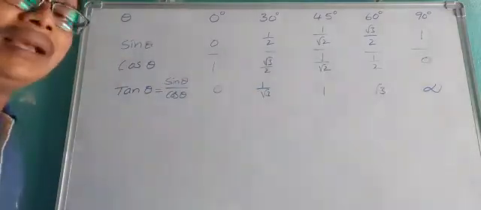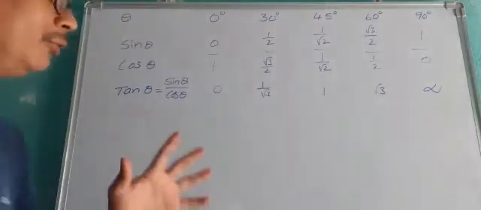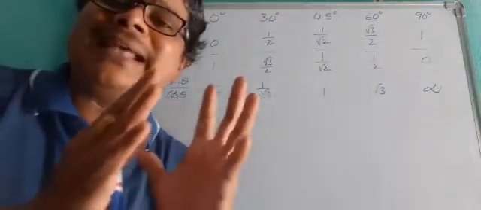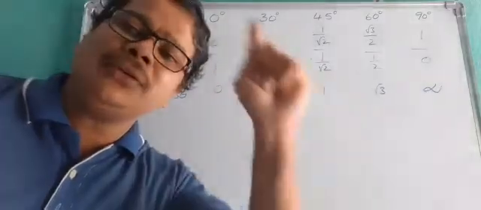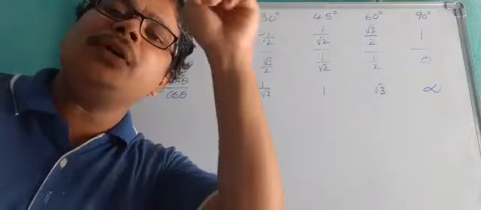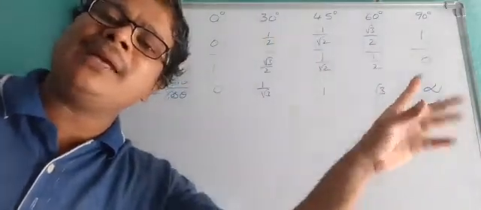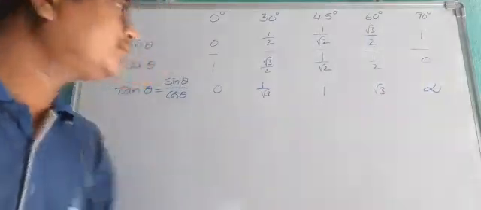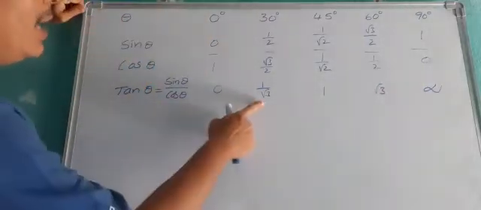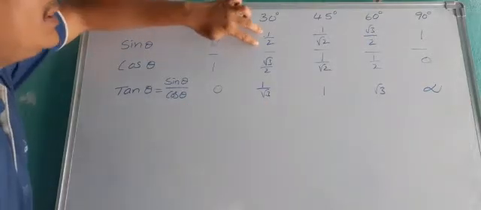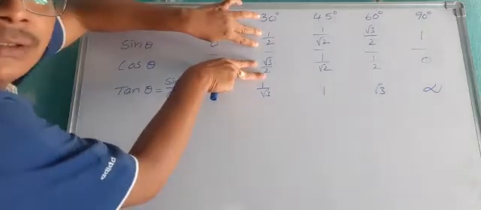But technically, how to remember all these values? Very simple. For example, if you want to find the tan 30 degrees value and you don't know it, but you know sin 30: sin 30 equals 1 by 2, and sin 30 equals cos 60, both are the same, that is also 1 by 2. So if you want to find the tan 30 value, sin 30 equals 1 by 2, and cos 30 equals how much?